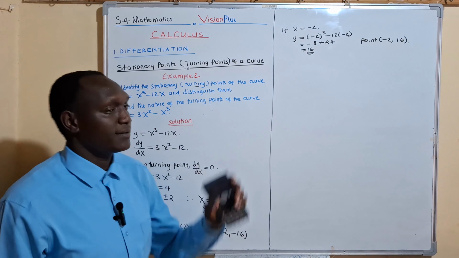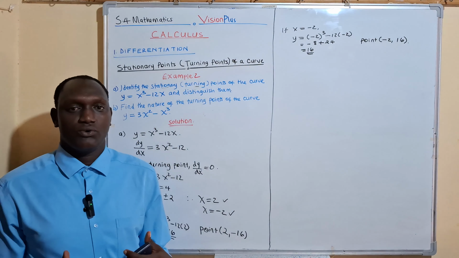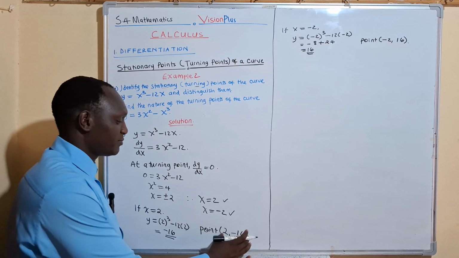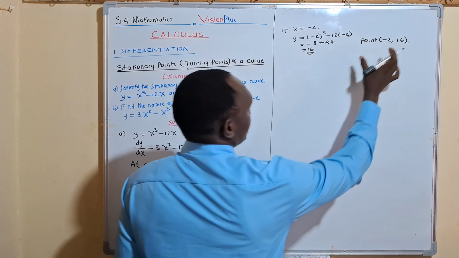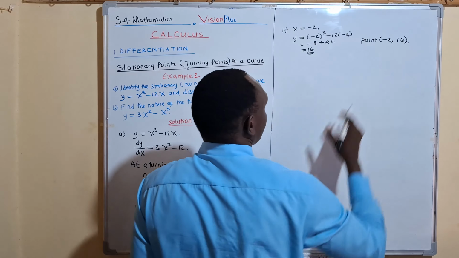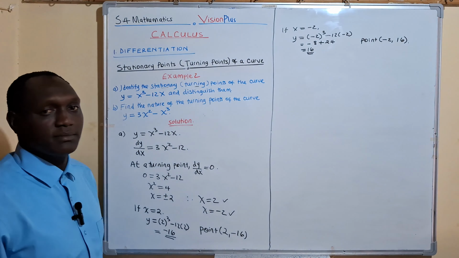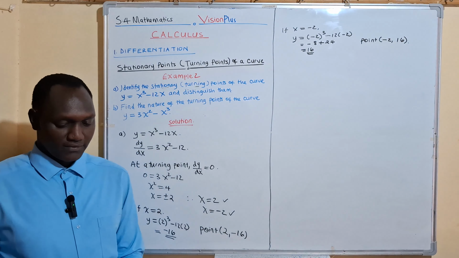So now we have two turning points, but we still don't know whether the first point is a minimum point, maximum, or point of inflection. Even the second point, we don't know whether it is a minimum point, a maximum point, or a point of inflection.